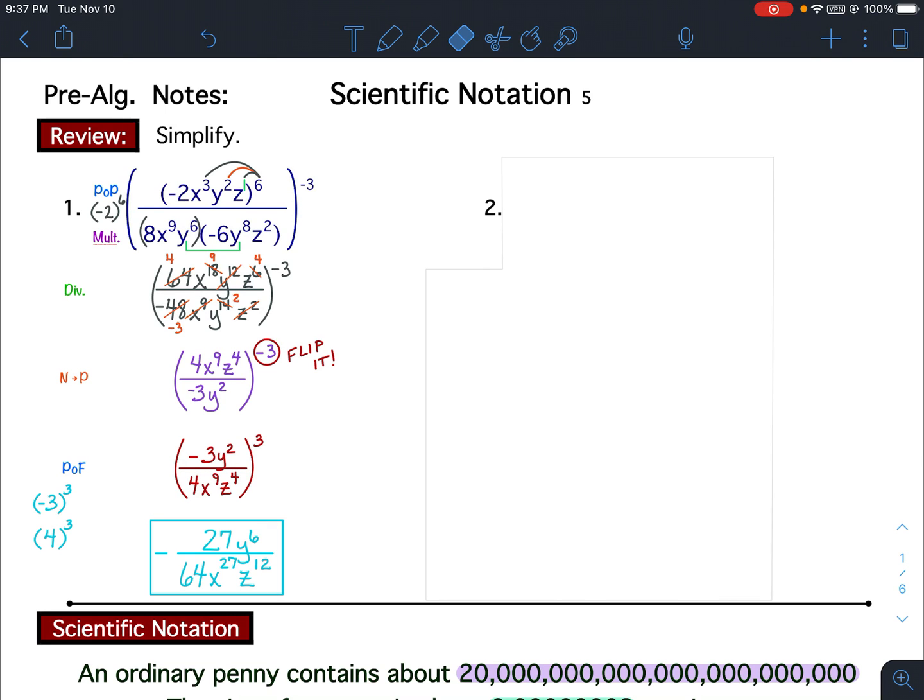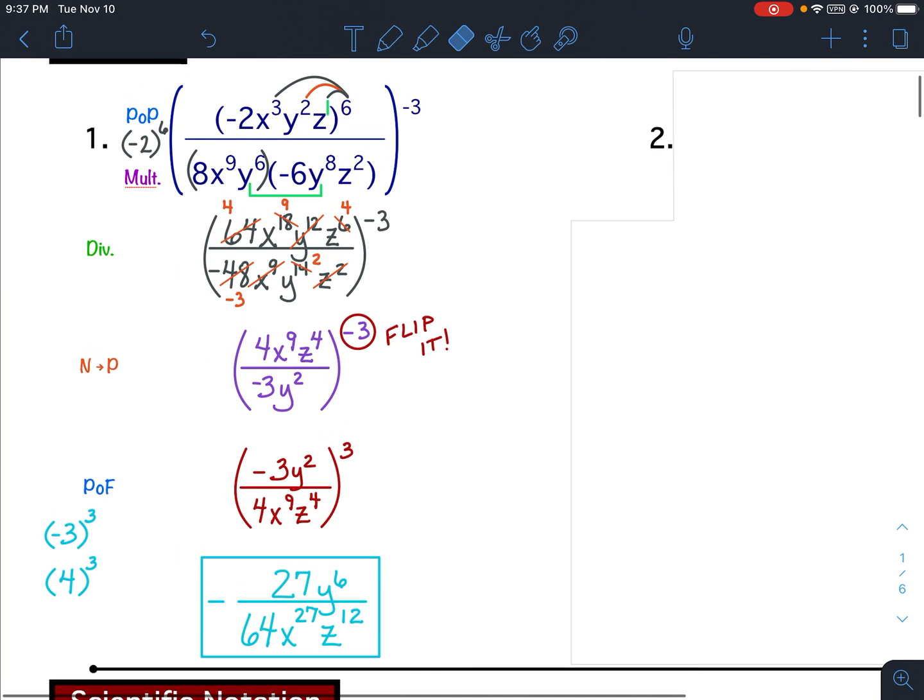Okay, for number 1. First step was power of product in the numerator, multiplication in the denominator. The next line of work, you had to divide, that's the cross-out stuff. Then you had to make the -3 exponent positive by taking the reciprocal or flipping it. And then last we did the power of a fraction. Please make sure you have all the work written down. Make sure you have everything correct. Pause your video to do so.